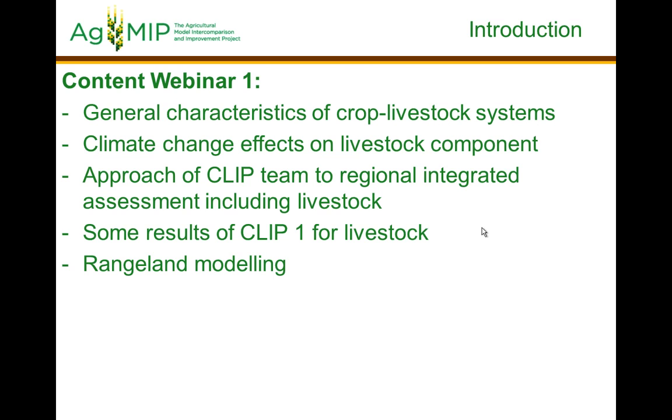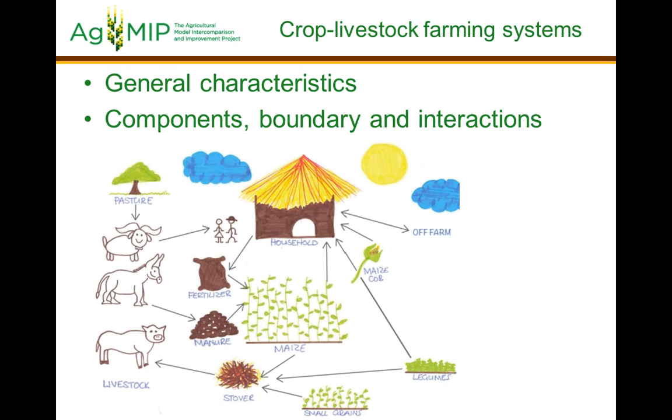So for this webinar, just a brief overview of what we will be talking about. We'll talk first about some general characteristics of crop livestock systems. That is about the components, the interactions between components of these systems, some of the peculiarities of these systems. And I think for many of you, you might know those general characteristics. It might not be very new, but I think it's still good to have them listed so that we all start from the same page.